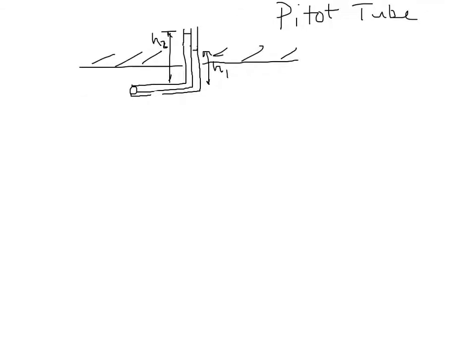A variation on the stagnation tube that is used frequently to measure fluid velocity in the case where we have a closed tank or pipe with flowing water is called a pitot tube. A pitot tube consists of two piezometric tubes. One is built on the stagnation point. That's the blue water I'm showing here.